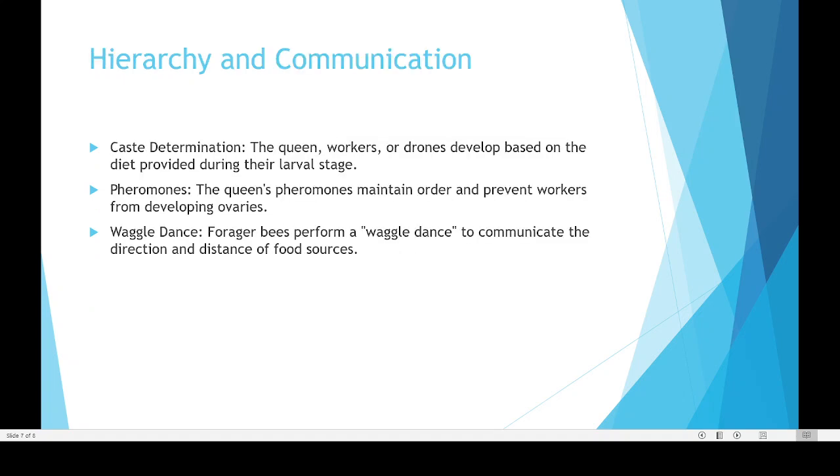Then coming to hierarchy and communication, here you can see that they have a queen, workers and drones, developed based on the diet provided during the larval stage. That is, queens are given a special type of diet known as royal jelly. Drones are given another type of diet. Workers are given another type of diet.